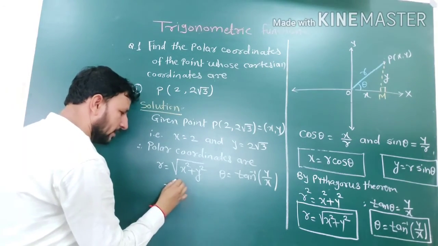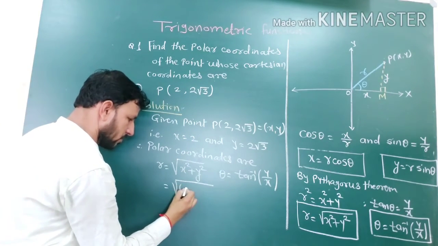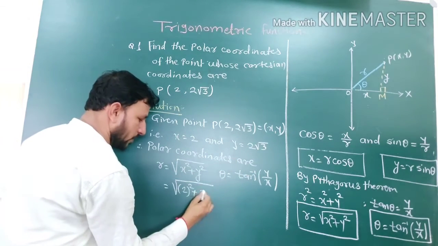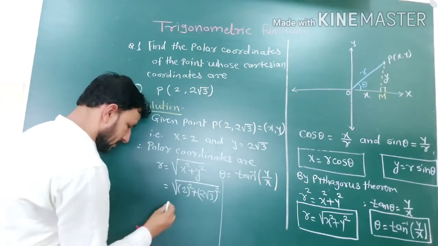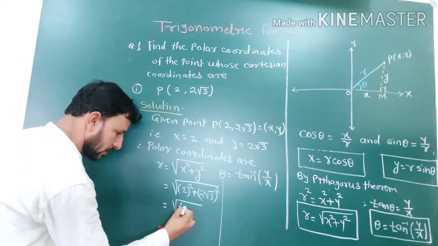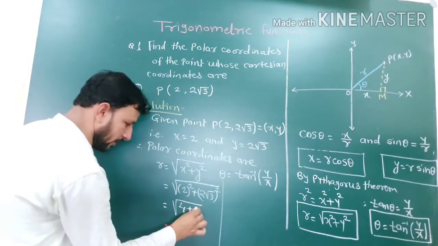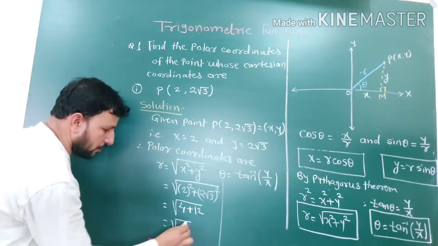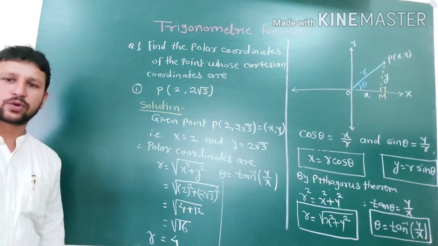It is equal to under root of x square, that is 2 square, plus y square, 2 root 3 bracket square. For simplifying this, it is equal to the root of 2 square is 4. Next, again 2 square is 4, root 3 square is 3. 4 3s are 12, and 4 plus 12 addition is obtained 16, root of 16 is equal to 4. So r is obtained as 4.